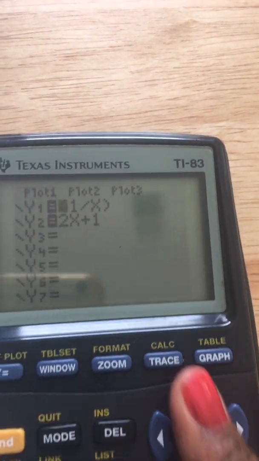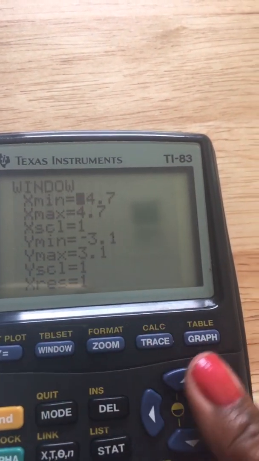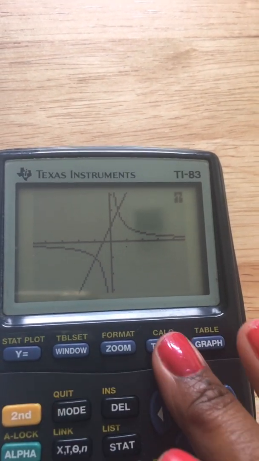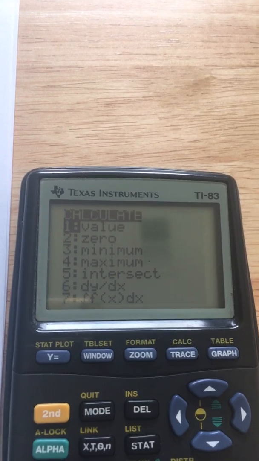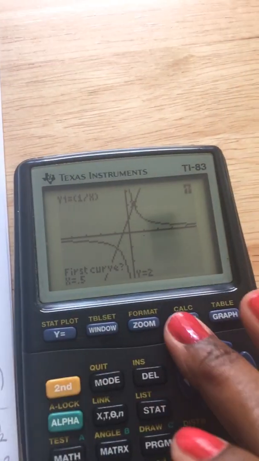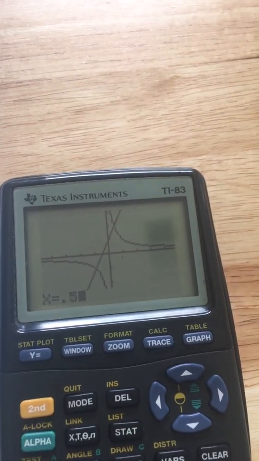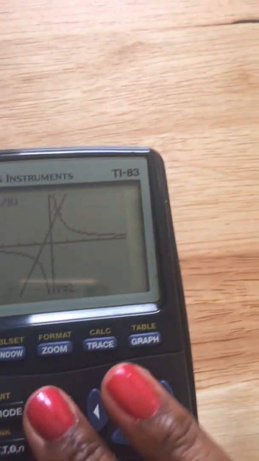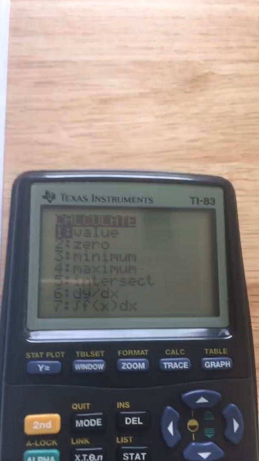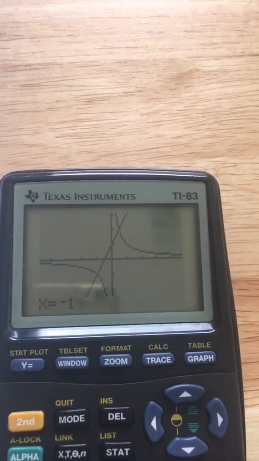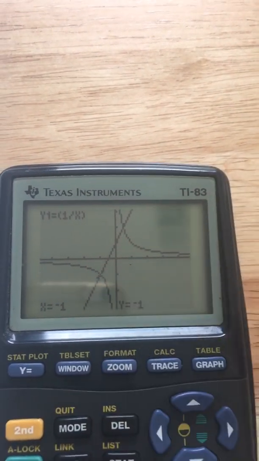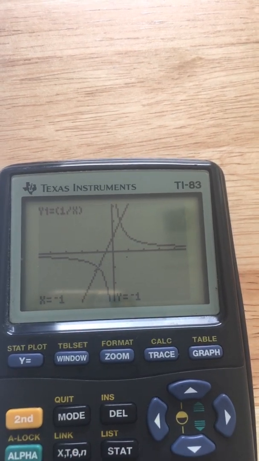Now, let's see if that's true. So here I have the equations. This was my window. Here's the graph. Okay, so when x is 1/2, that's 0.5. Sorry, made a mistake. When x is 1/2, what's y? 2, just like I found. And when x is the other value, which is negative 1, what is y? Negative 1. So those here, that's your point of intersection. There were 2. Thank you.